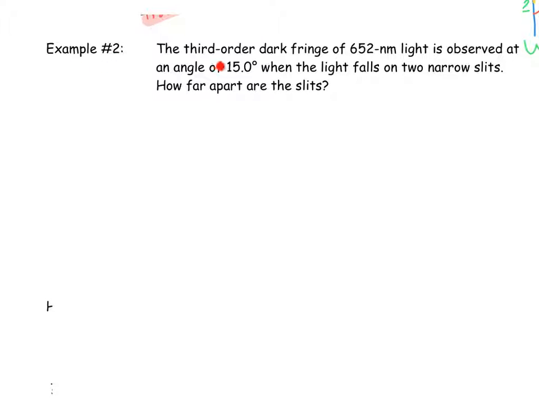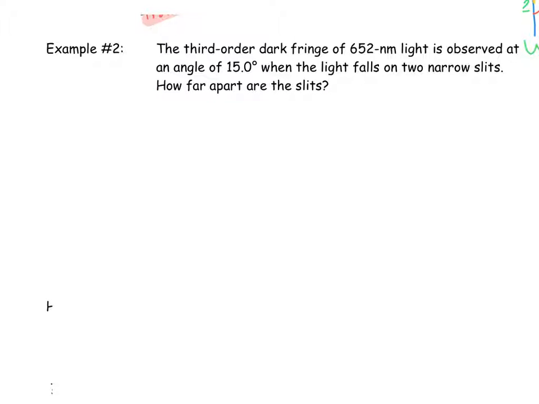Example number 2. The third order dark fringe of a 652 nanometer light is observed at an angle of 15 degrees when the light falls on 2 narrow slits. So again, we see the 2 narrow slits. We want to know how far apart are the slits. Okay, so let's break this down.